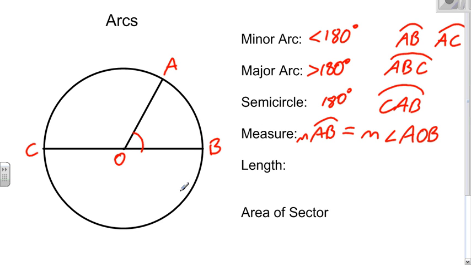The length of an arc, arc length, is a portion of the circumference. Circumference is how far around the whole circle. Since an arc is a portion of a circle, it just is related to how much of the circle it is. So the length of an arc AB is equal to the measure of the arc over 360, so it's what portion of the circle, times the circumference, and circumference is pi times diameter.